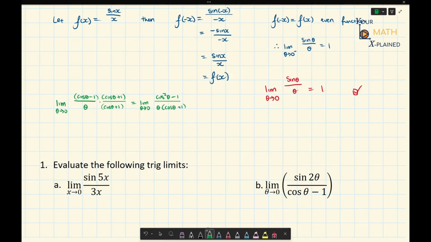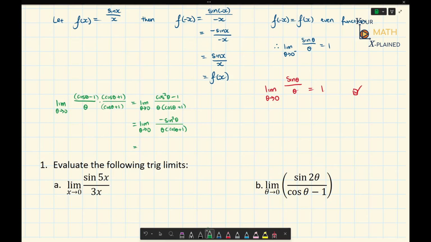Using the Pythagorean identity of sine squared theta plus cos squared theta is equal to 1, we can replace our numerator with negative sine squared theta. So then we get the limit as theta approaches 0 of negative sine squared theta over theta times cos theta plus 1.